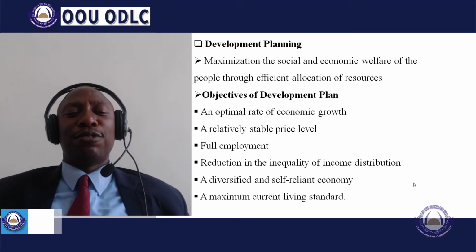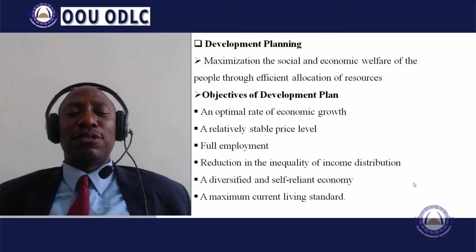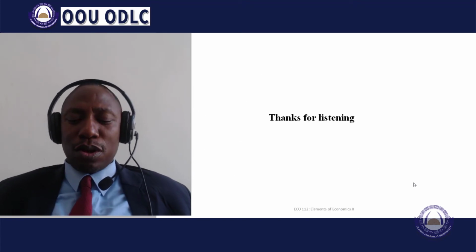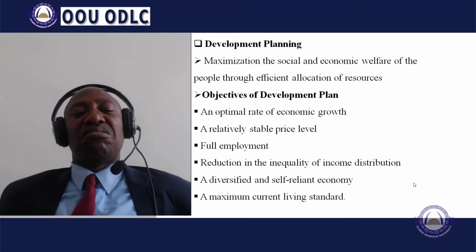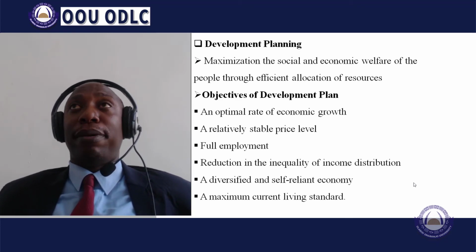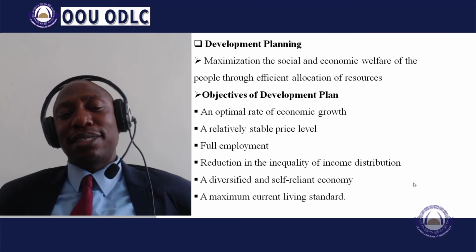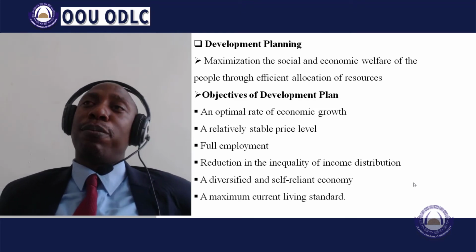Why? What are the objectives of development planning? Why do we have to plan? Or for what purpose are we planning? We plan, one, for optimal rate of economic growth. If you really want to grow, you have to plan. Even as an individual, if you want to grow, you have to plan. So government also wants to grow, they have to plan. Now, to stabilize the price in the economy, you also have to plan.